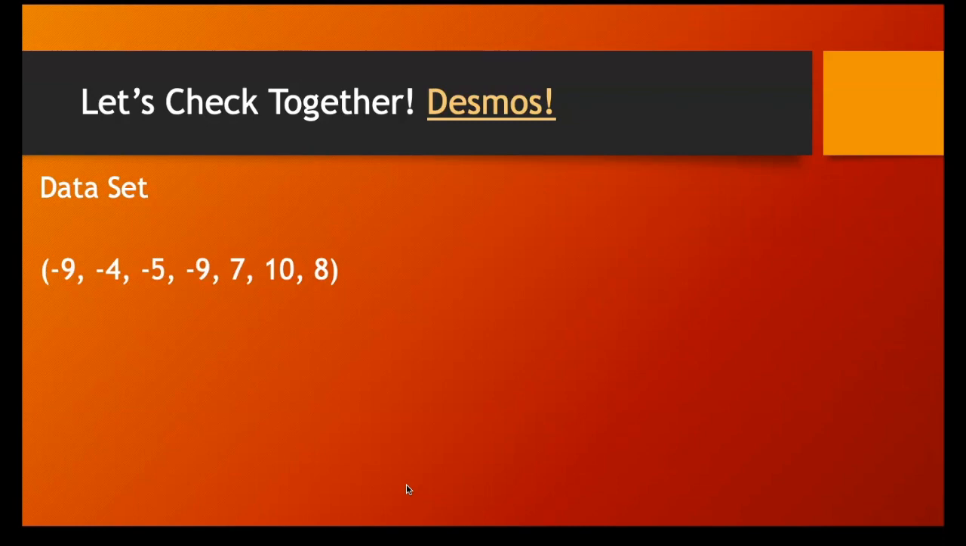So go ahead and write them down in your notebook. And now I want you to go ahead and find your mean, your median, and your mode. Again, remember to use your Desmos application. Once you are done, come back and we can check our answers together. Go ahead and pause the video now.